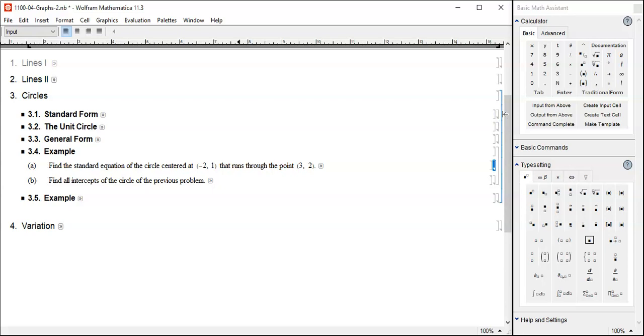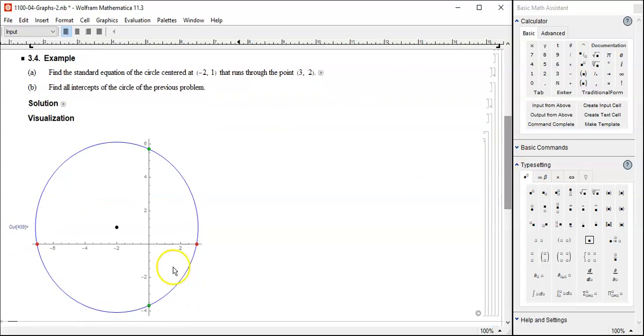Find all intercepts of the circle of the previous problem. Intercept problems are always interesting. They're always important, at least to a certain degree. Let's see, do we have a visualization first? Okay, that's a circle, and it runs through the point 3, 2 right here, but that's not that important. We are interested in these 2 red points and those 2 green points, the x-intercepts and y-intercepts.